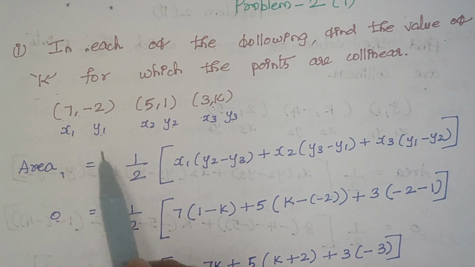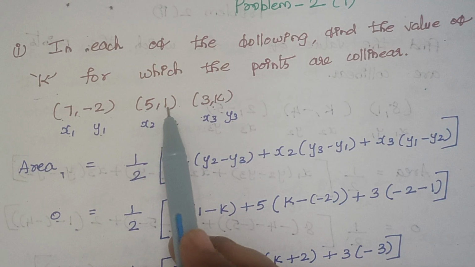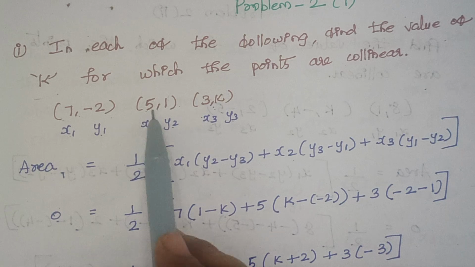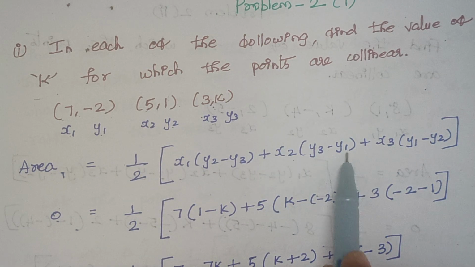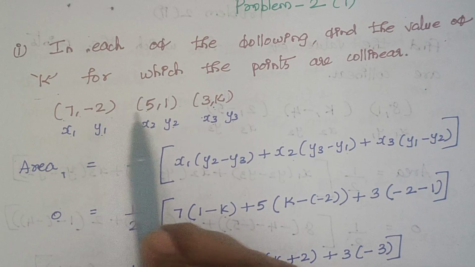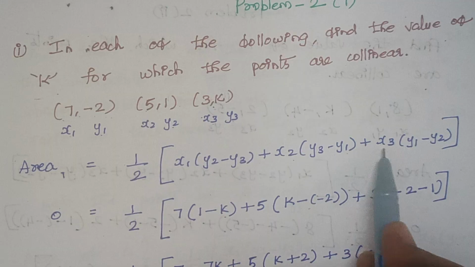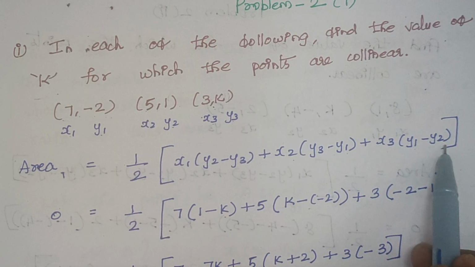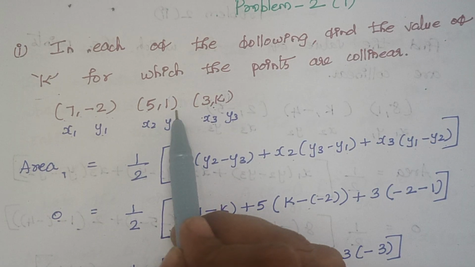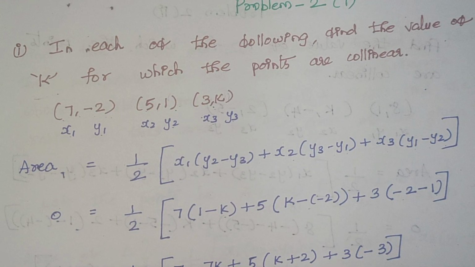So our x1 is 7 into y2 minus y3. So y2 is 1, so 1 minus k, plus x2. x2 is 5 into y3 minus y1. y3 is k and y1 is minus 2. So k minus of minus 2, plus x3. x3 is 3 into y1 minus y2. So y1 is minus 2 minus 1. Right. So this is what I had written.